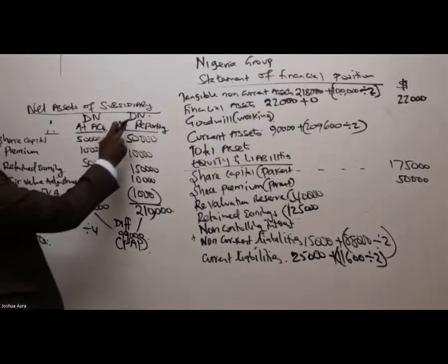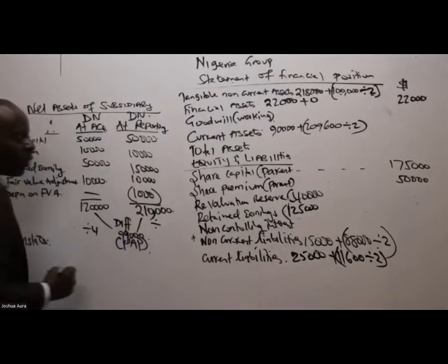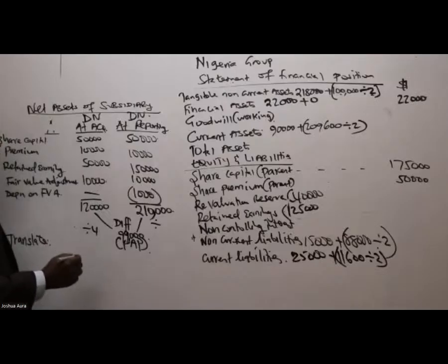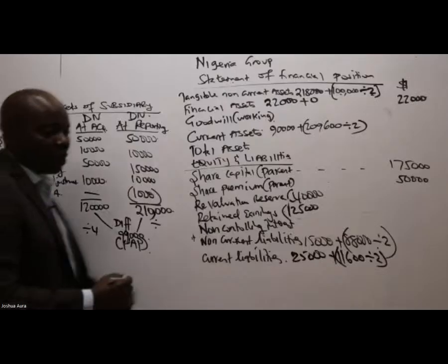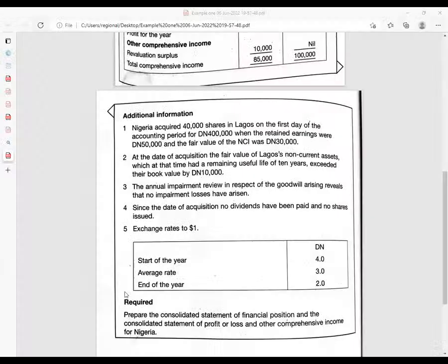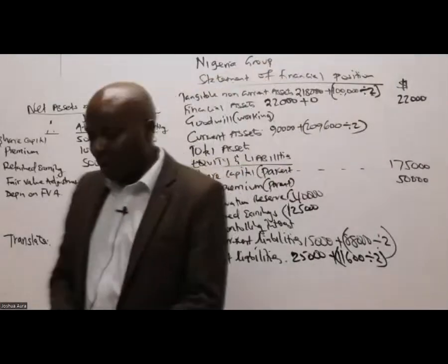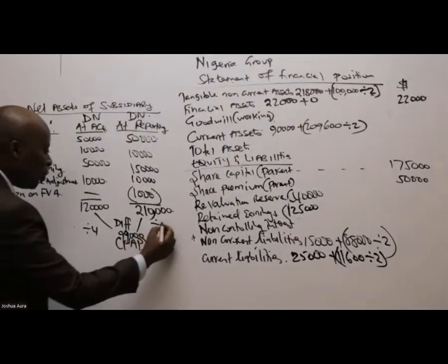And then we have net assets at reporting. For this one, use the closing rate. Do we have the closing rate? Oh, yes, we do. They have given us the end of the year rate. This is the closing rate. It is 2. The closing rate here is 2.